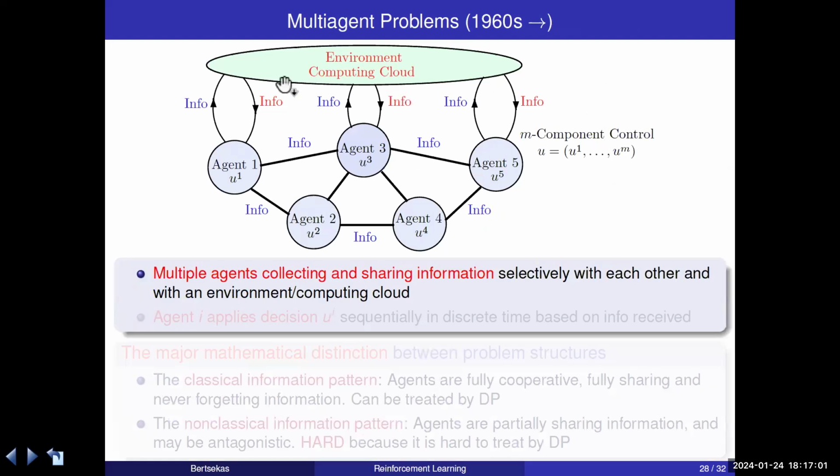It's a popular class of difficult problems. It's also an old type of problem. It dates to the 60s. And it relates to a situation where you have multiple decision makers or agents collecting information from the environment and sharing information selectively with each other. And agent i applies decision u_i, so u1, u2, u3, and so on. And the collective decision is this m-component vector involving the choices of all the agents.